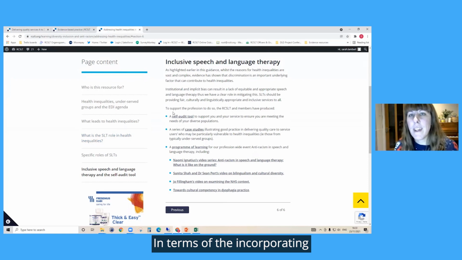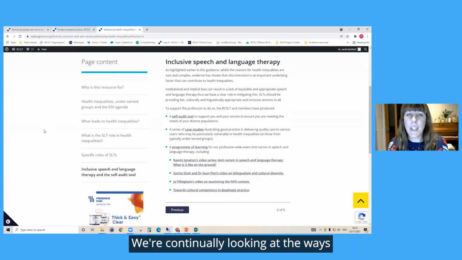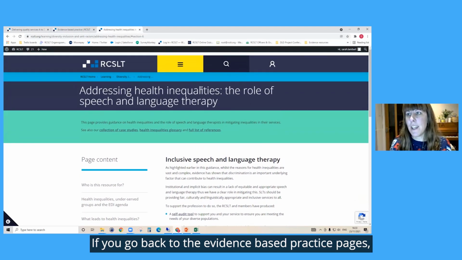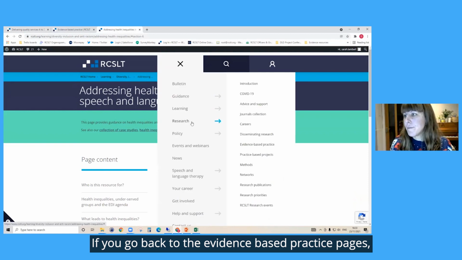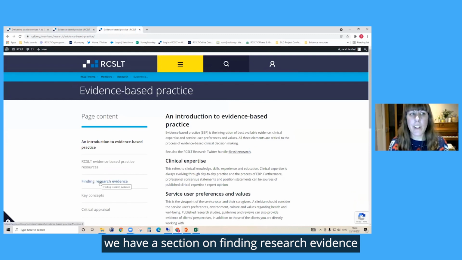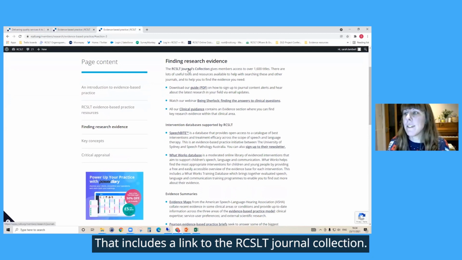In terms of incorporating external scientific evidence into your practice, we're continually looking at the ways we can support members with that. If we go back to the evidence-based practice pages, we have a section on finding research evidence where you'll find lots of useful links. That includes a link to the RCSLT's journal collection.